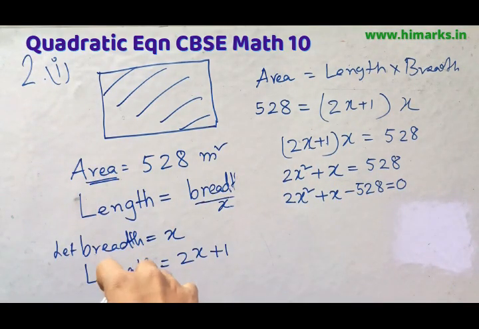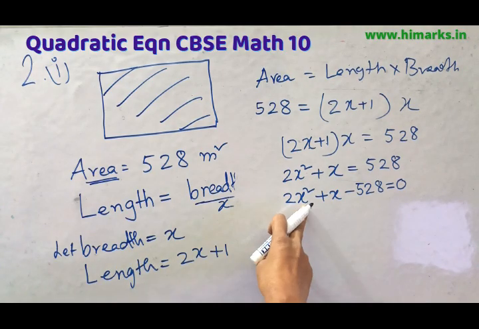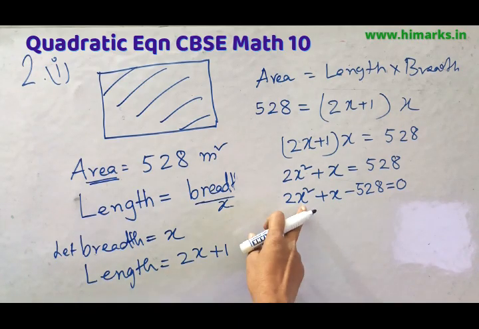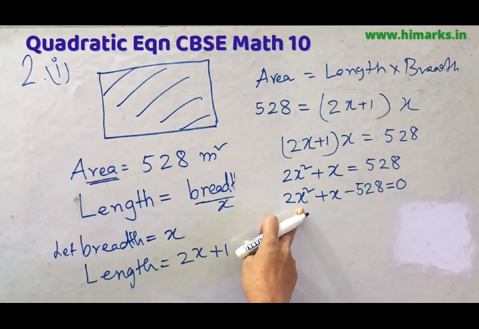We have to solve it, because what do we have to solve? x. What is the x? It was breadth. So if you know the breadth, length also will be 2x plus 1. So we have to solve this quadratic equation. How to solve the quadratic equation? Because we need to find the length and breadth of the plot.